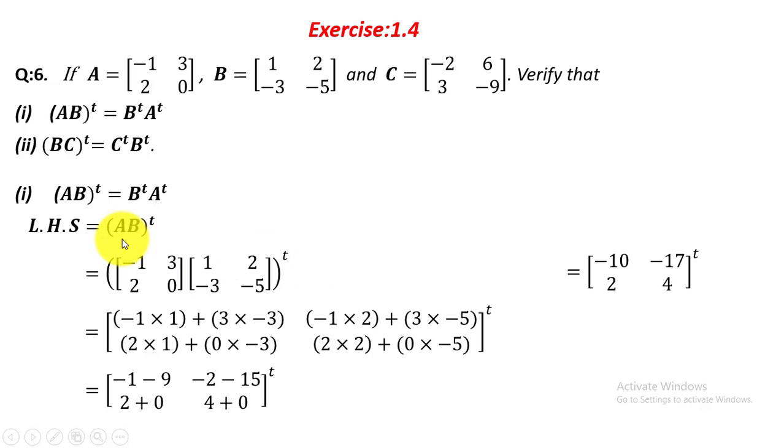So the product of A times B is equal to the matrix having elements -10, -17, 2 and 4. Now we find the transpose of that matrix, that is equal to the matrix having elements -10, 2, -17 and 4. This is equation number 1.